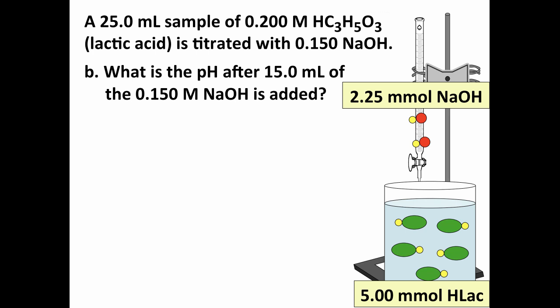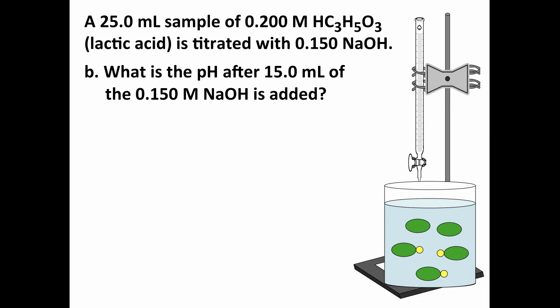So what's going to happen if we have 5 millimoles of lactic acid and we add to that 2.25 millimoles of NaOH? Well, here's a little cartoon schematic. Here's our LAC, here's our NaOH, and when the NaOH is dropped into the lactic acid, hydroxide can grab a hydrogen. So here's a hydroxide grabbing a hydrogen from one lactic acid. Here's another hydroxide grabbing a hydrogen from another lactic acid. That forms water, which then just disappears into the solution.